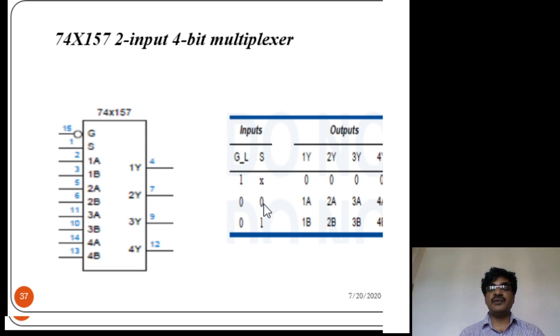Suppose it is 0, the A input is connected to output Y. Suppose it is 1, the B input is connected to the output. Okay, so this is the truth table for this 74157. So based on this, you try to write a VHDL program in the behavioral model. You can simply use if-else statements. Two ifs you can use. One if for checking the enable input, and another if is to check the select line.